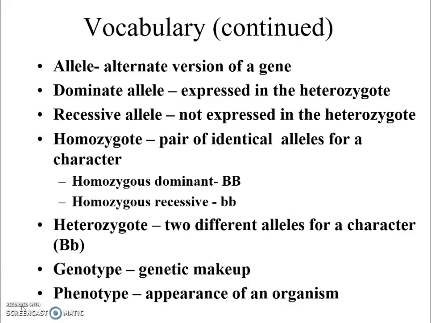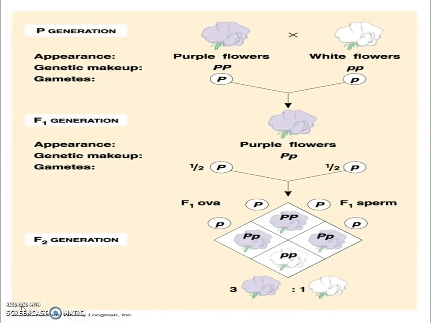Homozygote is a pair of identical alleles for a character. So here's an example. Homozygous dominant would be capital B, capital B, and homozygous recessive is always represented by lowercase b and lowercase b in this case. Genotype is the genetic makeup, and phenotype is the physical appearance of the organism. So here you see once again the crosses all the way from the parental generation to the F2 generation. Please practice these problems in the packet that I've given you and understand how to do the monohybrid crosses.